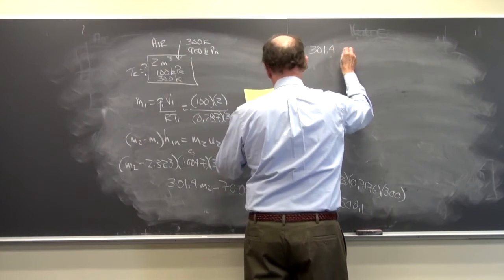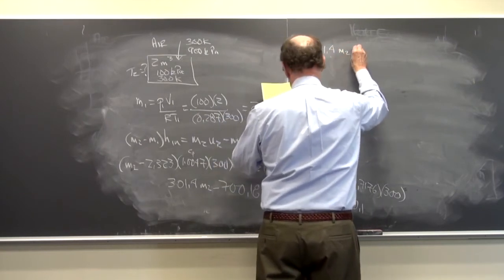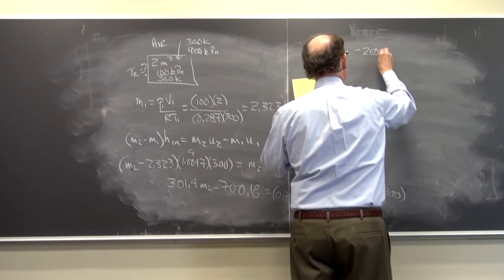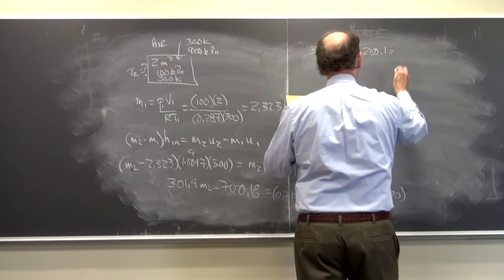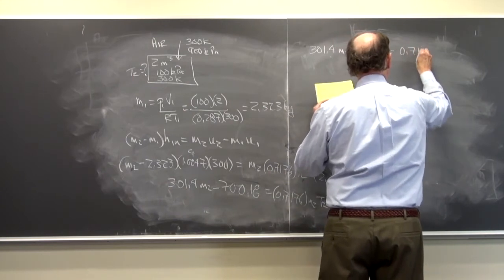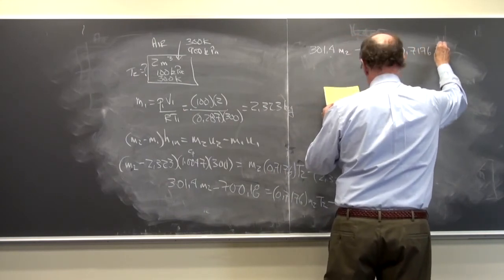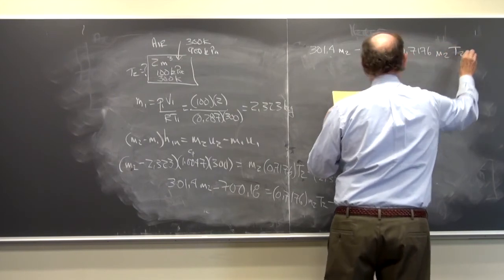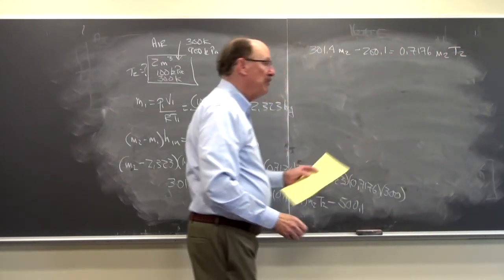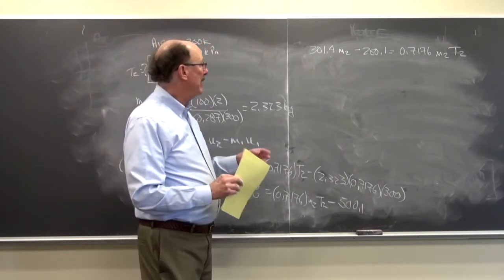301.4 M2 minus 200.1 is equal to 0.7176 M2 T2. So now I have a question. How do I do this?